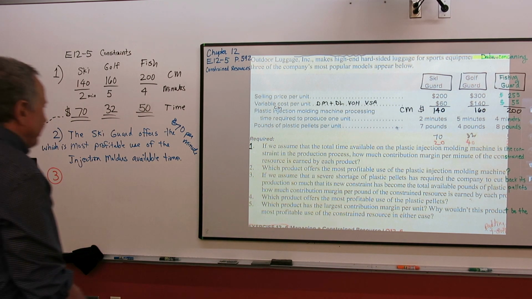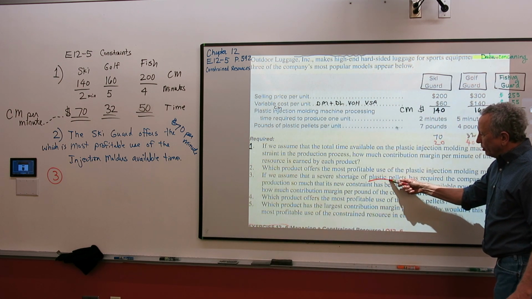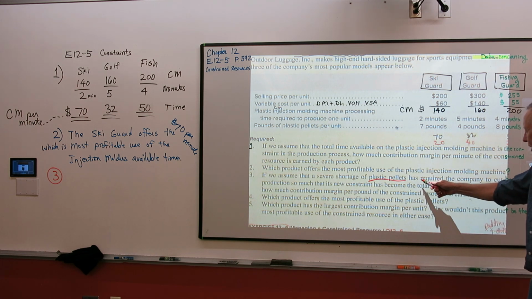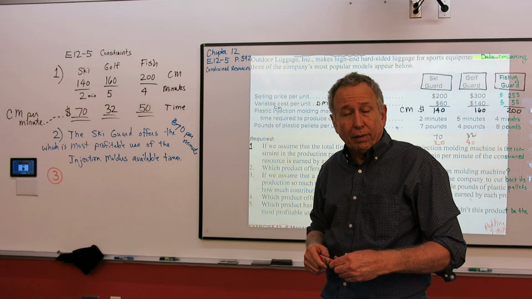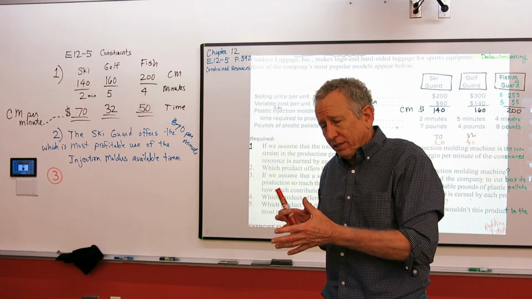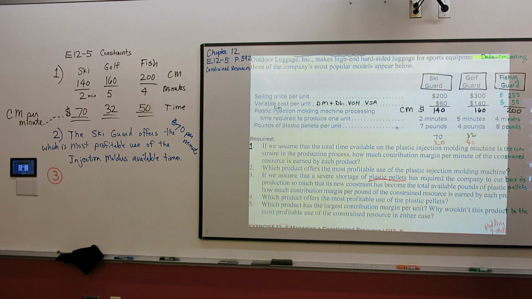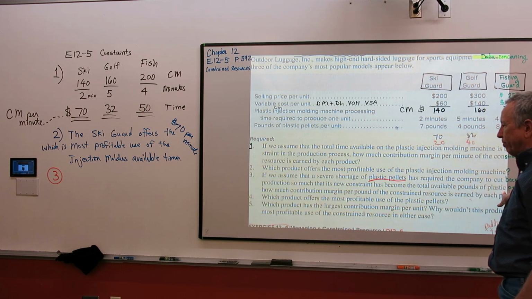3. If we assume that a severe shortage of plastic pellets, which are plastic polymers, has required the company to cut back its production, that really can happen. Oil can become extremely rare, and you might not be able to get it. Remember, they make plastic pellets out of oil. So its new constraint has become the plastic pellets, or polymers.